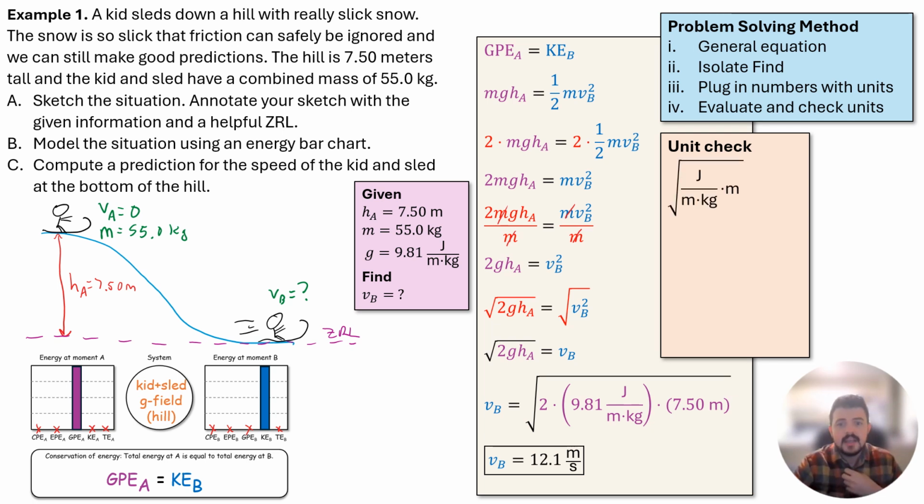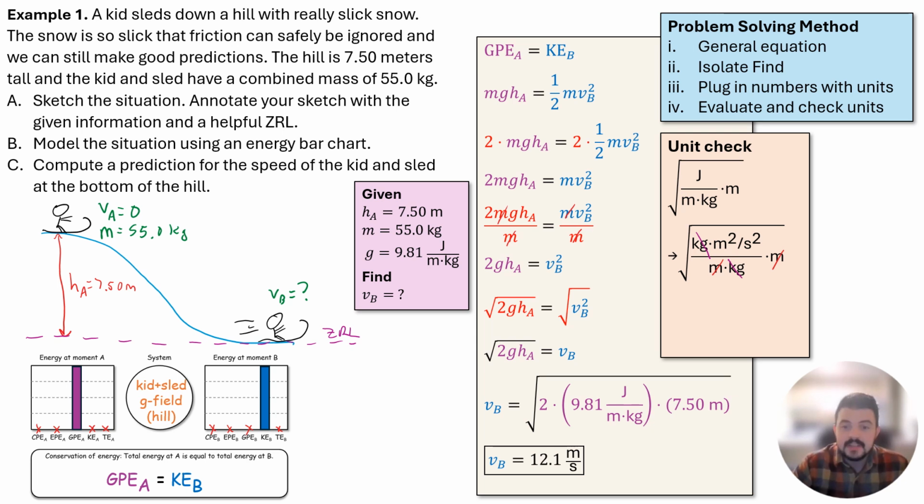So the unit check. Underneath that square root, I have units of, let's look, no units on 2, units of joules per meter times kilogram with the 9.81, and units of meters with the 7.50. So I've just written the units over here. Keep in mind these are units, so that m means meters, not mass. Let's do some simplifying now. I know that a joule is defined as a kilogram times a meter squared per second squared. So I'm going to expand out the joule based on that definition.